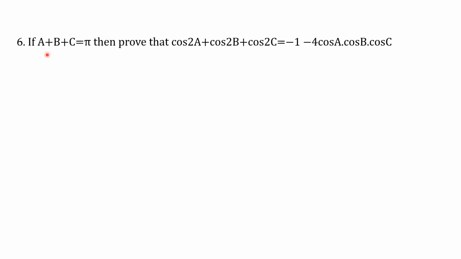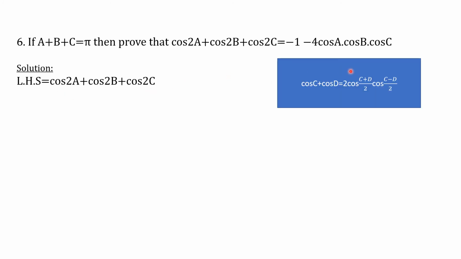Now let's continue question number 6. If a plus b plus c is equal to pi, then prove that cos 2a plus cos 2b plus cos 2c is equal to minus 1 minus 4 cos a cos b cos c. So solution, left hand side we have copied. Again, we know cos c plus cos d is 2 cos (c plus d)/2 into cos (c minus d)/2. So this formula will apply in the first two terms. Let's consider 2a as c and 2b as d. So it is in the form of cos c plus cos d.